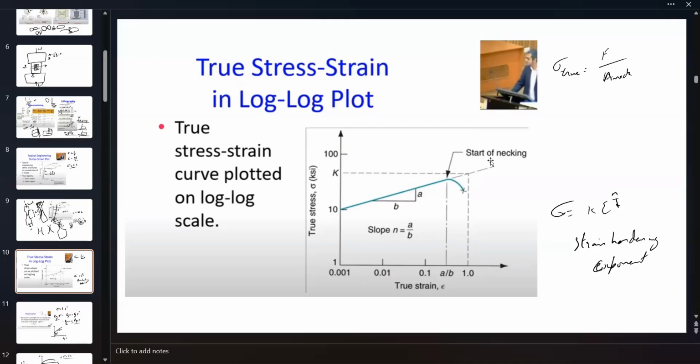Okay? That's how you can identify where the neck starts to form. And the slope n is your strain hardening exponent. So this is the relationship: sigma equals K epsilon to the power n. If you take the log of this, the n comes out in the slope. So you get the slope of this log sigma, log epsilon plot.